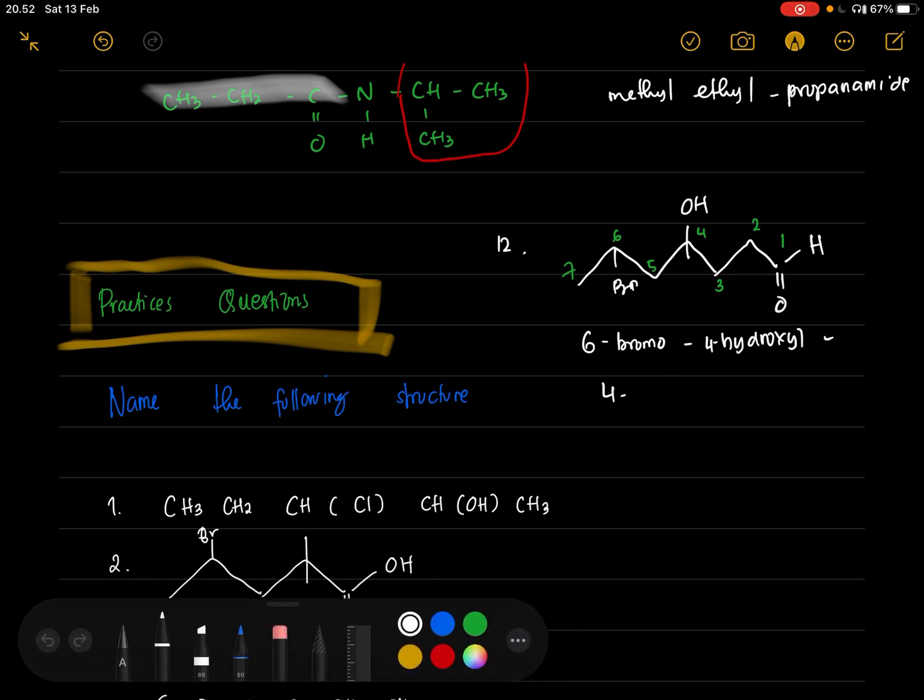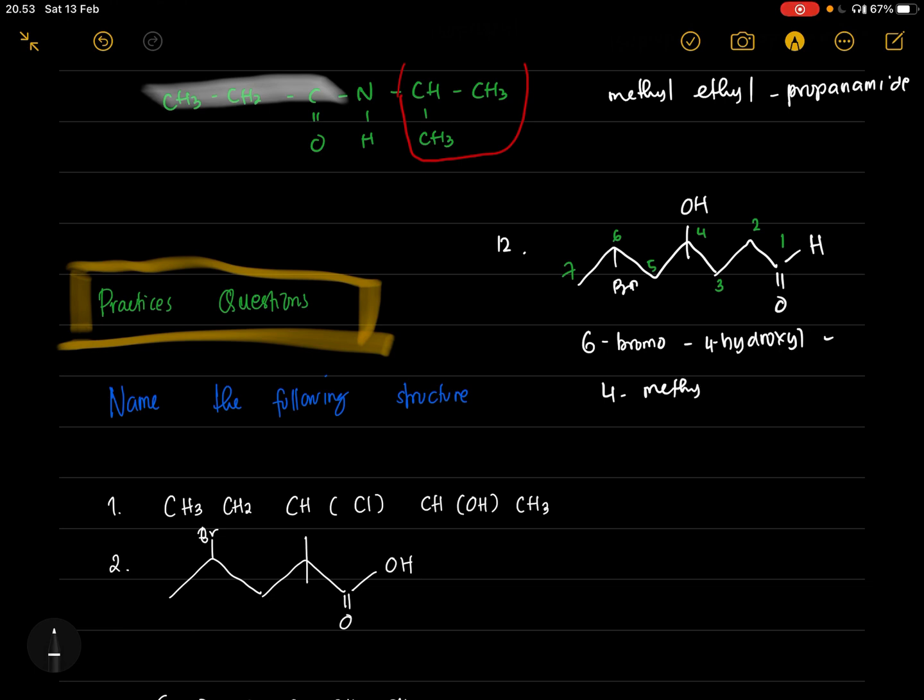Okay, we have the 4-methyl, and then heptanol. Okay, so this one is the naming.